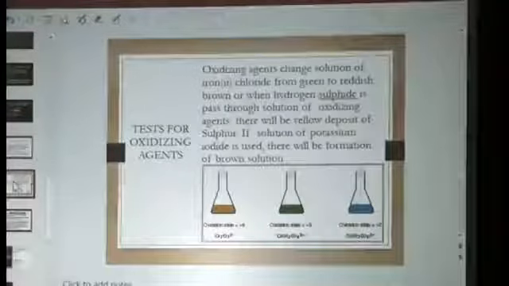Now, let's move to how we test for an oxidizing agent. Remember, when we tested for a reducing agent, we made use of an oxidizing agent. If you are to test for an oxidizing agent now, we are going to make use of a reducing agent.